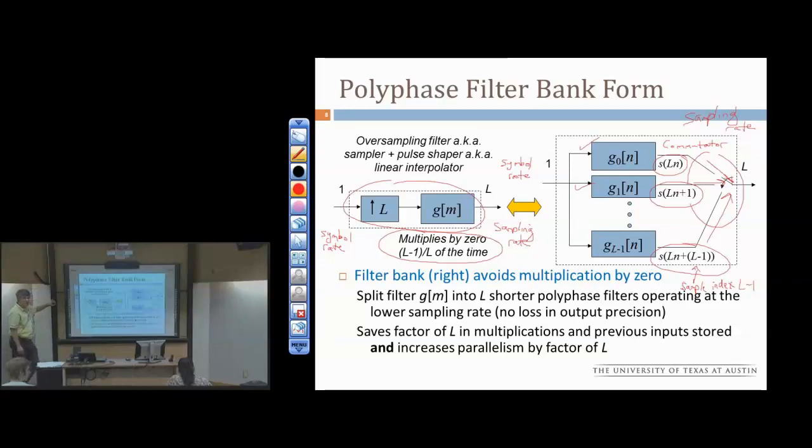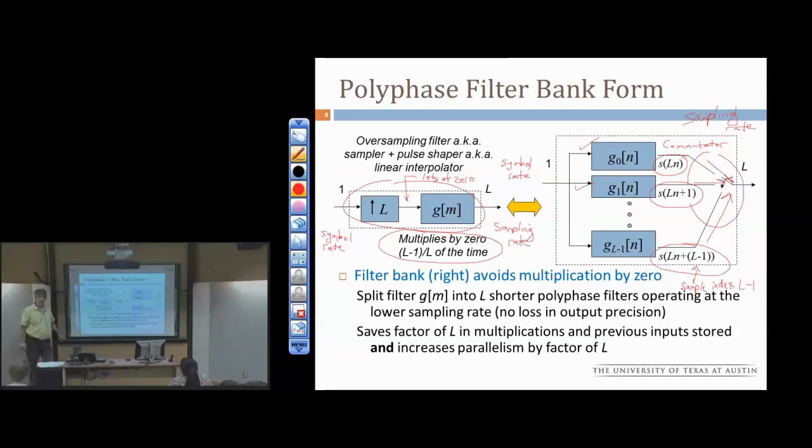So creating this bank of filters only helps when you can multiply by 0. Remember, I'm taking this cascade of upsampling and filtering, so I know the structure of the signal coming in: lots of zeros. You're right, if I didn't know that, it wouldn't make much sense. So if the order of the filter is bigger than L, then all of your filters in the filter bank will have more than one coefficient.